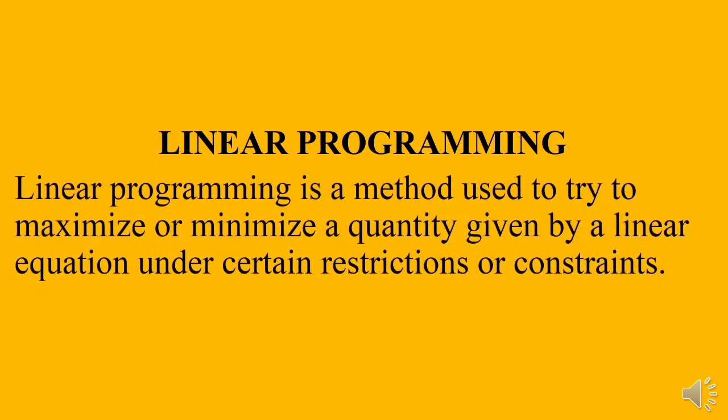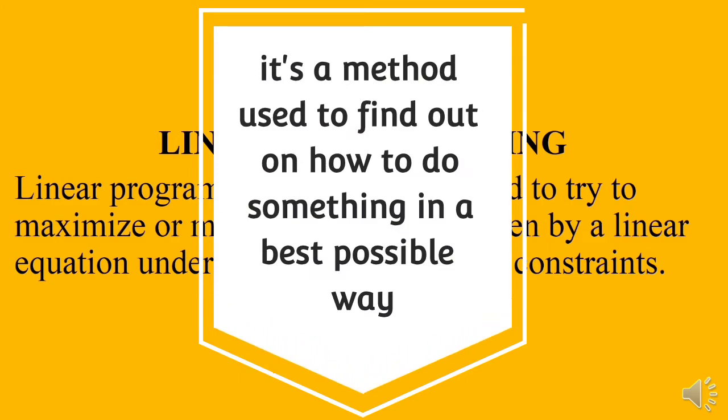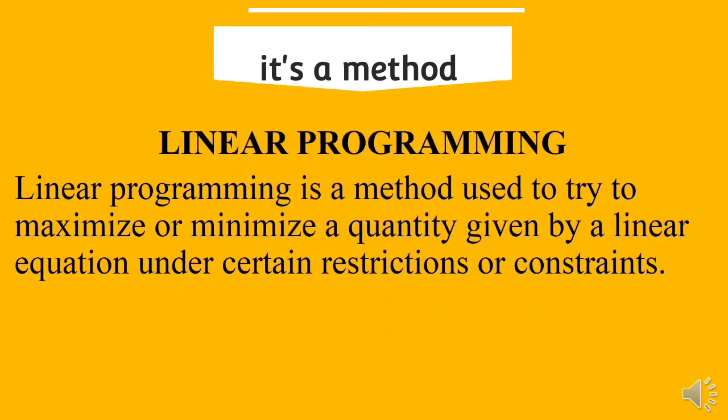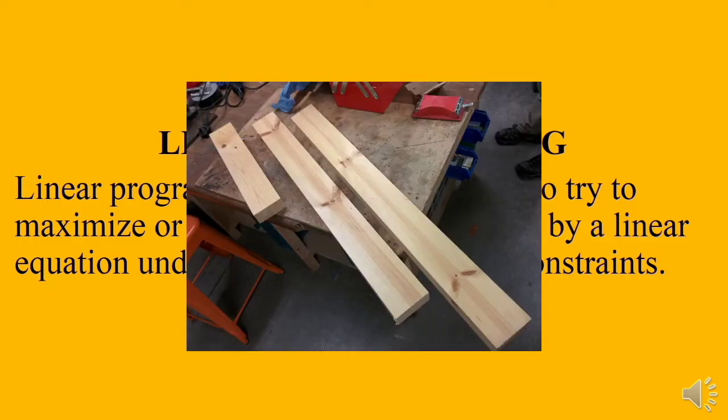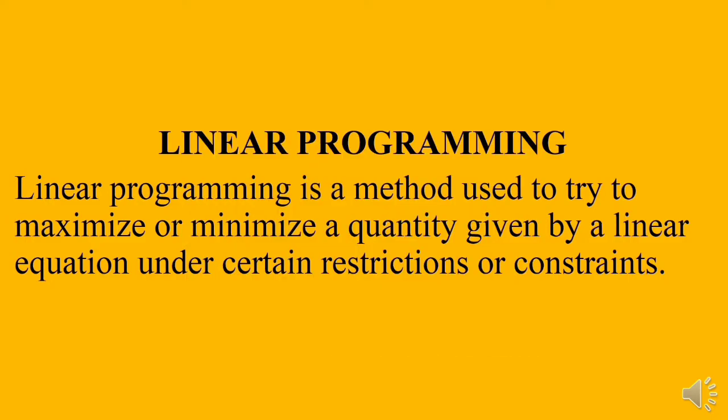So, we are saying linear programming is a method used to try to maximize or minimize a quantity given by a linear equation under certain restrictions or constraints. In simple terms, we can say that this is a method used to find out how to do something in the best possible way. We can think of it as a situation where you are given a limited number of resources to use, and you need to do an optimum utilization of the resources to achieve the best possible result.